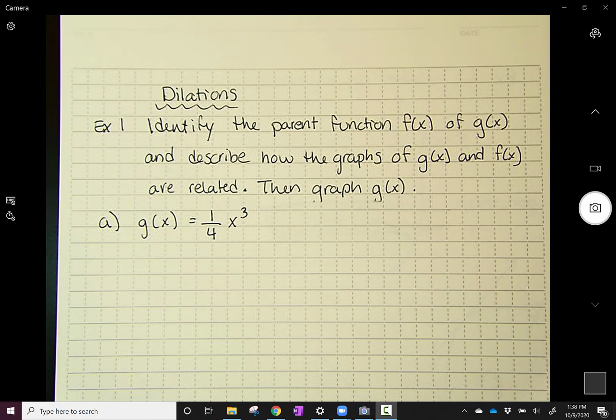So today we're going to learn about dilations. A dilation means that we are doing some multiplication to either our x value or our y value, and that all depends on where the placement of that multiplication is. So in the first question, it says identify the parent function f of x of the given g of x, and then describe how the graphs are related, and then graph g of x.